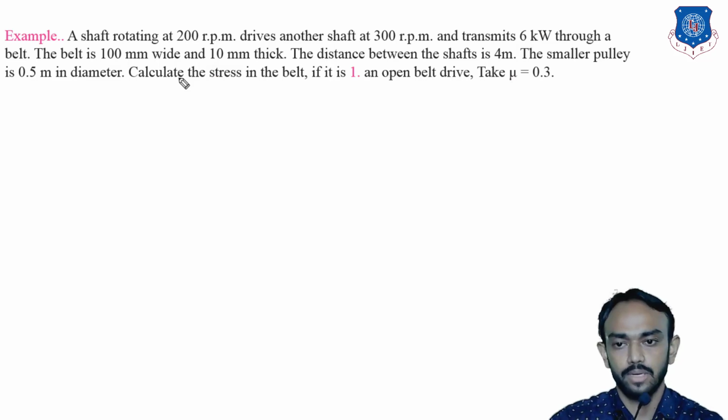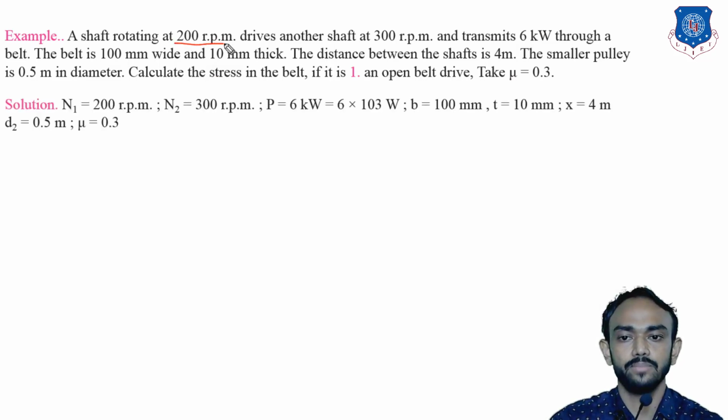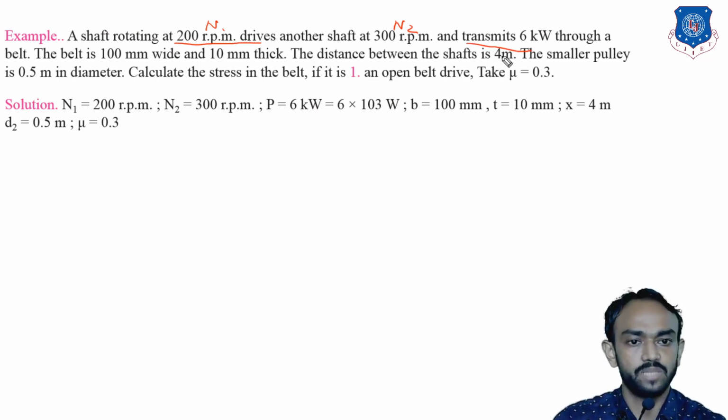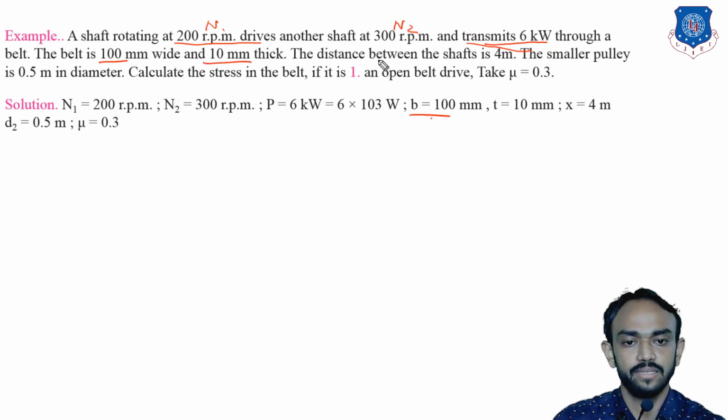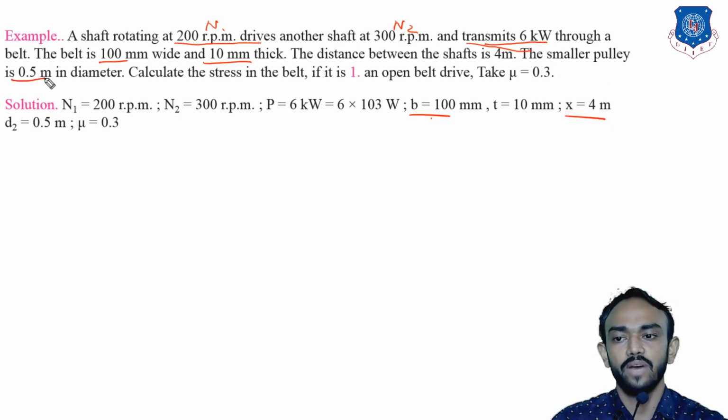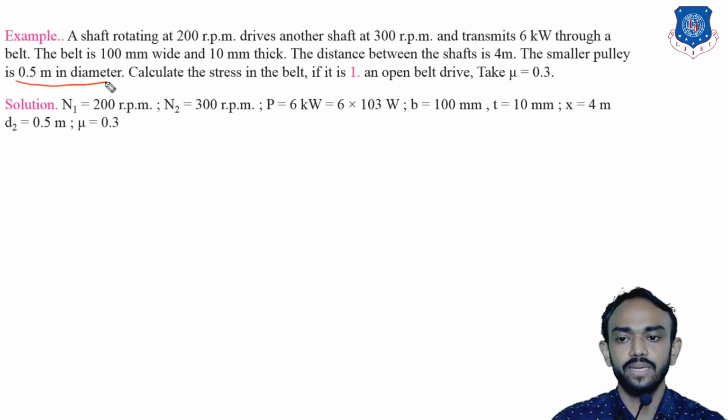First of all, write down the given data. This is the rpm, n1 and n2. Power: it transmits 6 kilowatt through a belt, and the width of belt is given, and this is the thickness t. The distance between the two shafts, x, is also given. The smaller pulley is 0.5 meter, so the diameter of the smaller pulley is given, and the rpm are given. This is n1 and this is n2.